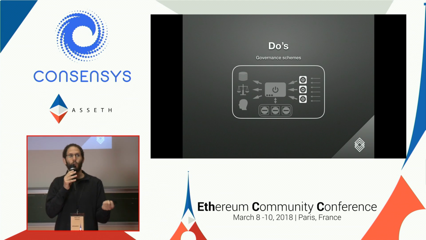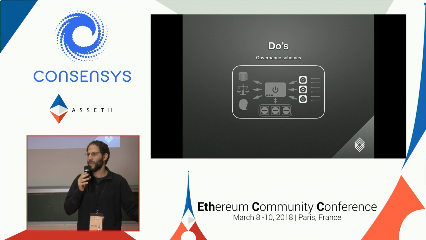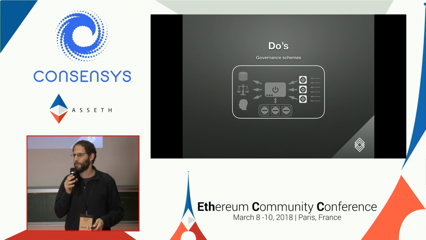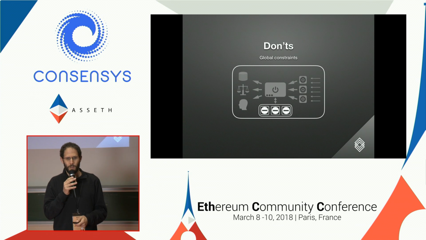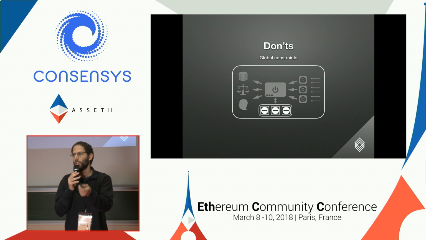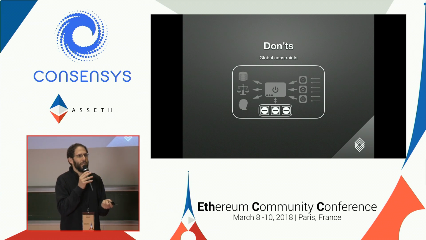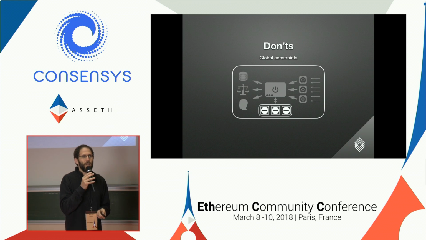Also, by the way, token sale also goes under this category. If Ether comes into this address, then print token and send it back, right? And the don'ts can be, for example, no matter what happens, this governance unit will not print over 1 million tokens, or no matter what happens, this governing unit will not spend more than 1,000 Ether a month.